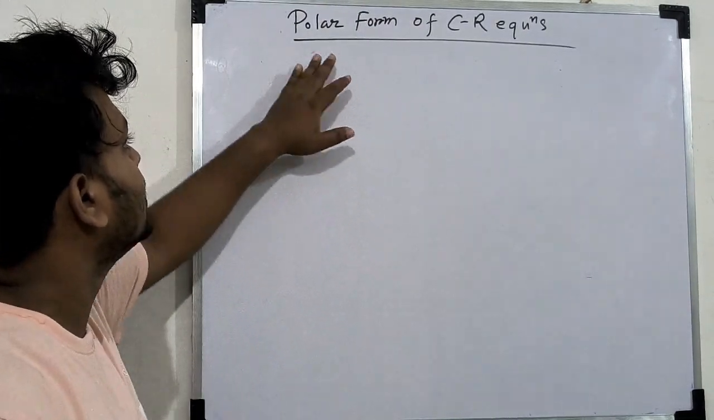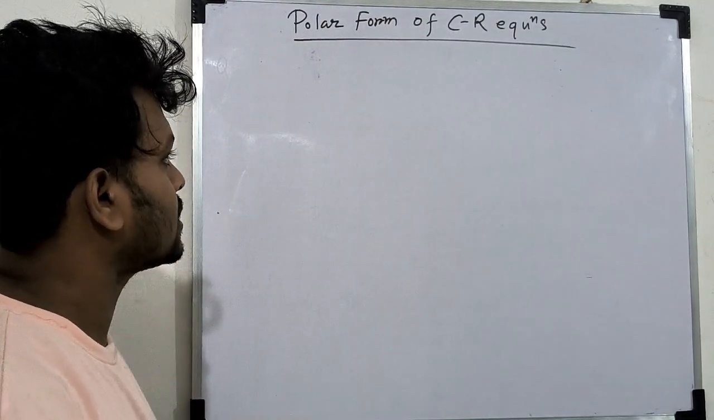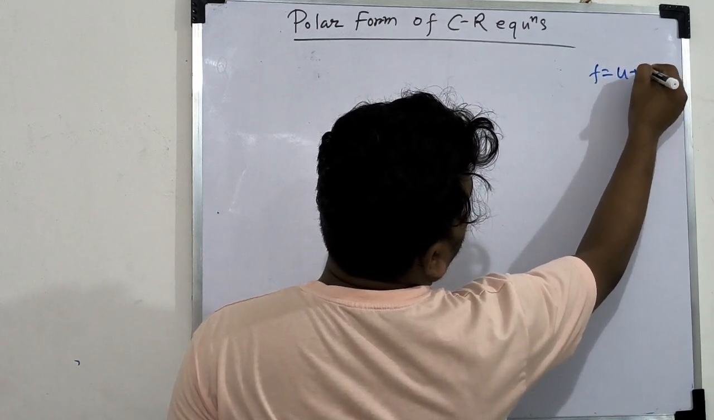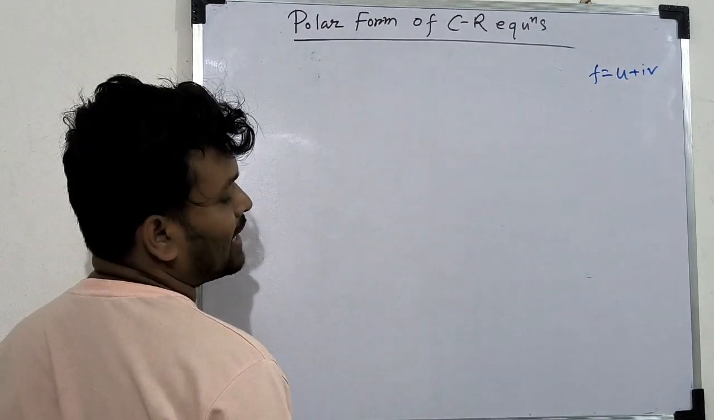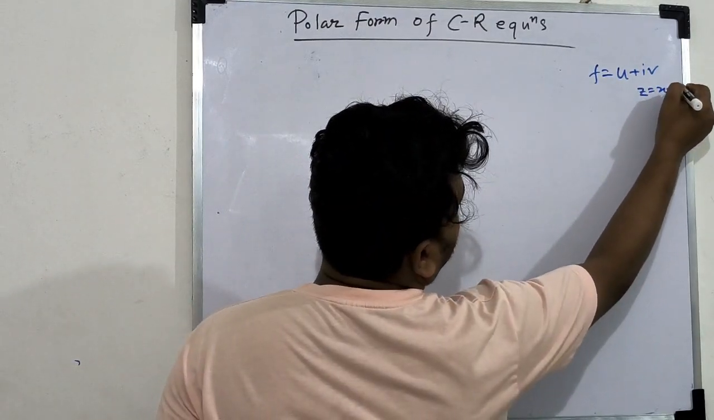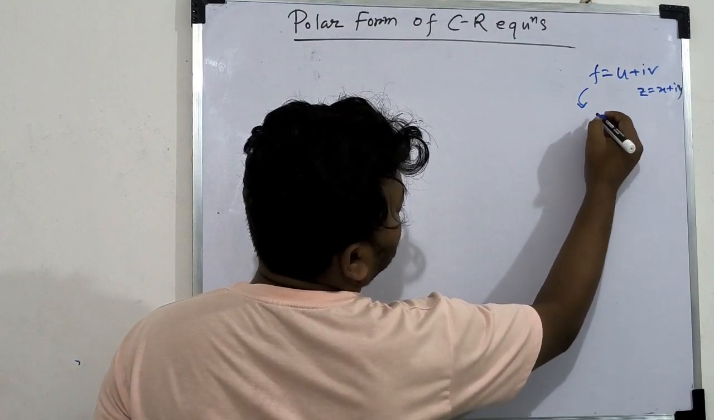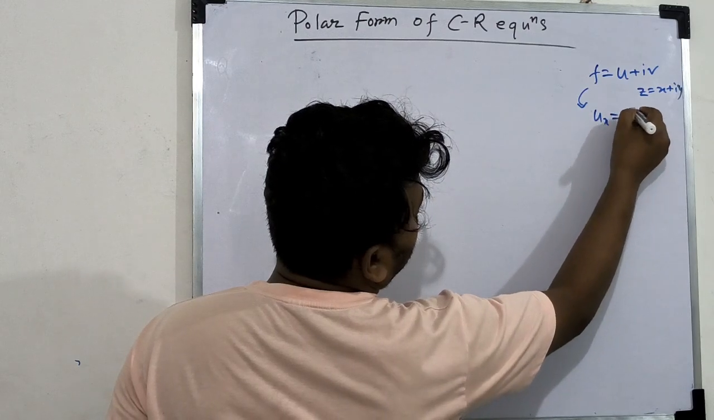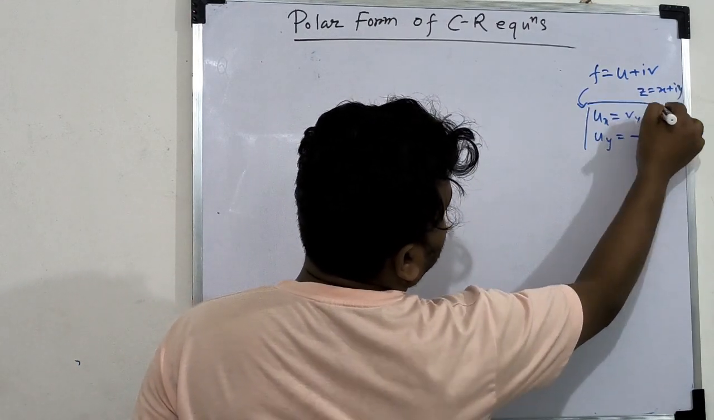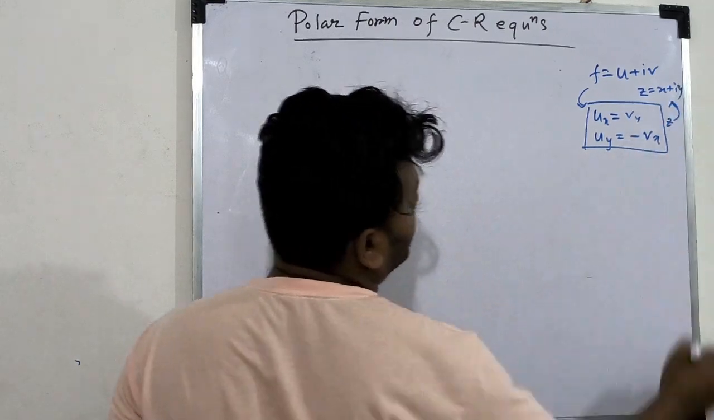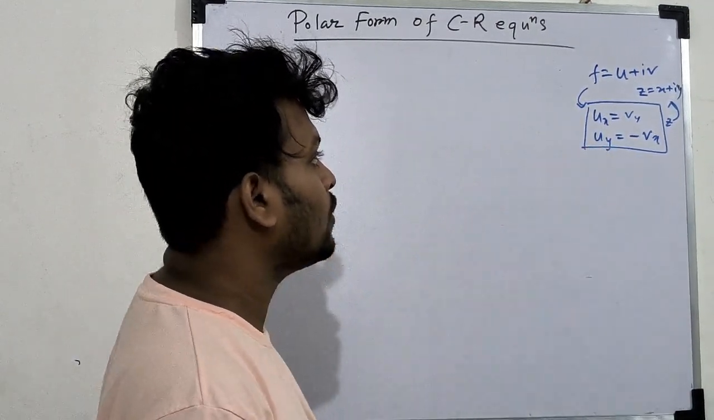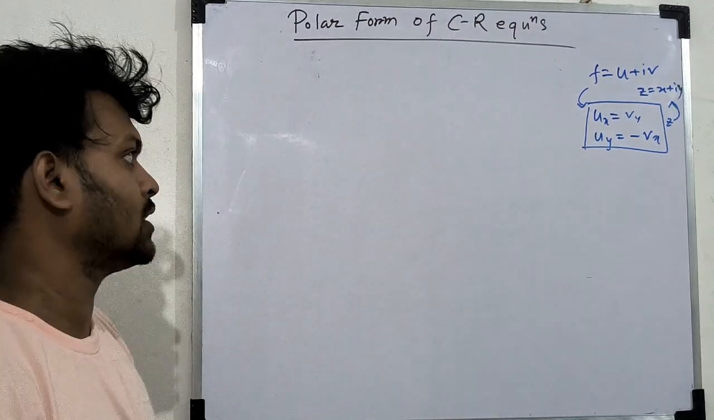So in this lecture I will discuss the polar form of CR equations. In Cartesian form, if f = u + iv is differentiable at a point z = x + iy, then the CR equations will be satisfied, that is u_x = v_y and u_y = -v_x at this point z = x + iy. So these are the CR equations in Cartesian form, and now we discuss the polar form of CR equations.